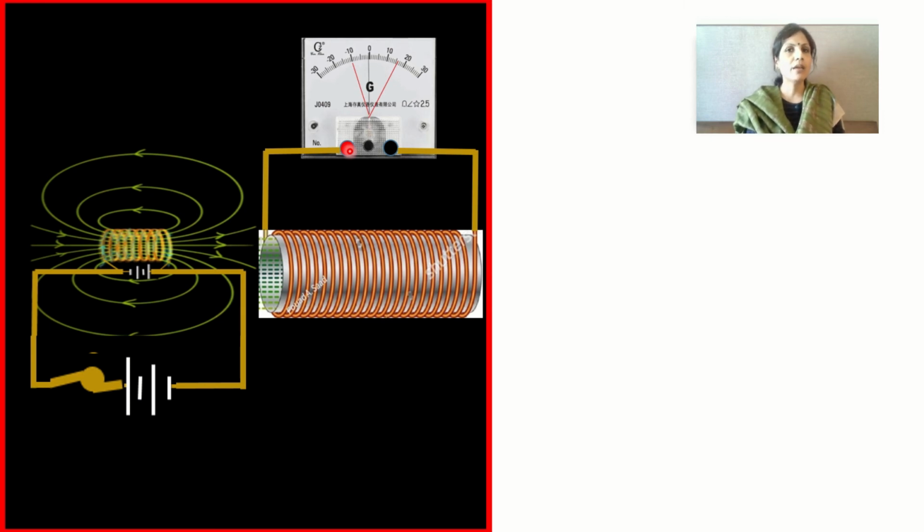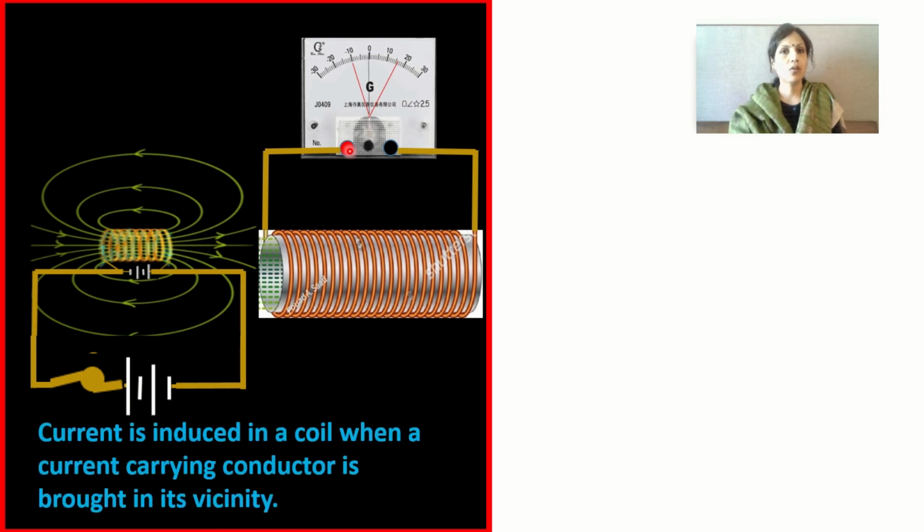So every time I am tapping the key, taking it up, again tapping it, I am changing the magnetic field, and that change in magnetic field induces the current into the coil which is placed adjacent to the current carrying coil. Alright, so this way also current can be generated into the conductor. So we can say that current is induced in a coil when a current carrying conductor is brought in its vicinity. Vicinity means what? When it is brought near to the current carrying conductor.